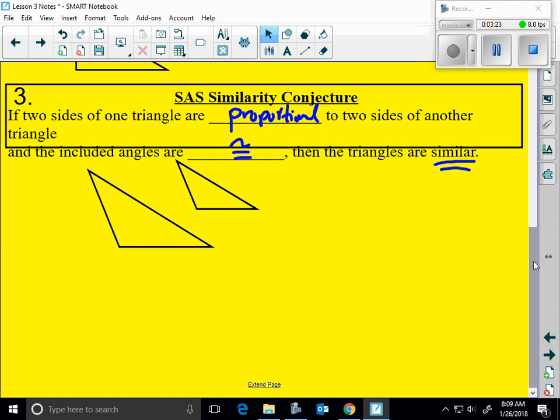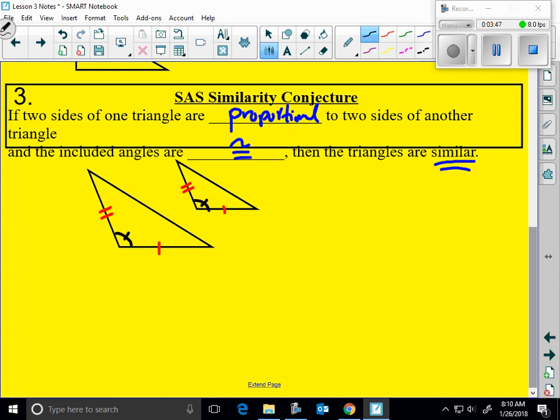So side angle side would mean this. If that side is proportional to this side, and this side is proportional to that side, and the angle between them is congruent, then those 2 triangles are similar. We good? Does that make sense?